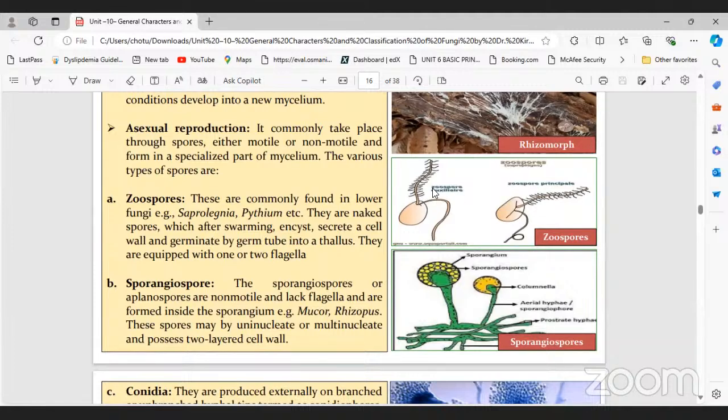You can observe two flagella, and the flagella are of two types: one is the tinsel type, and the other is the whiplash type. The tinsel type has a large number of hair-like outgrowths. In the tinsel type, a large number of outgrowths are present.